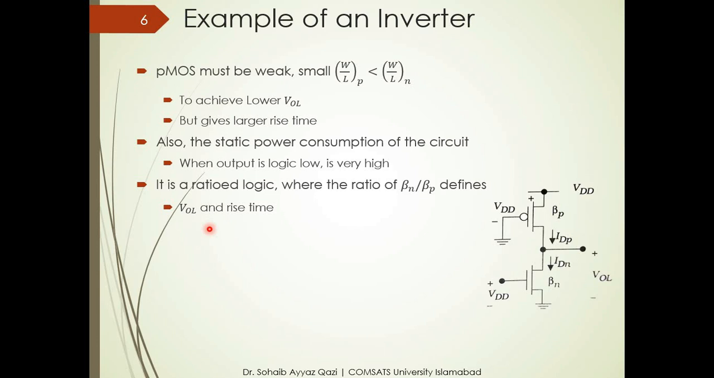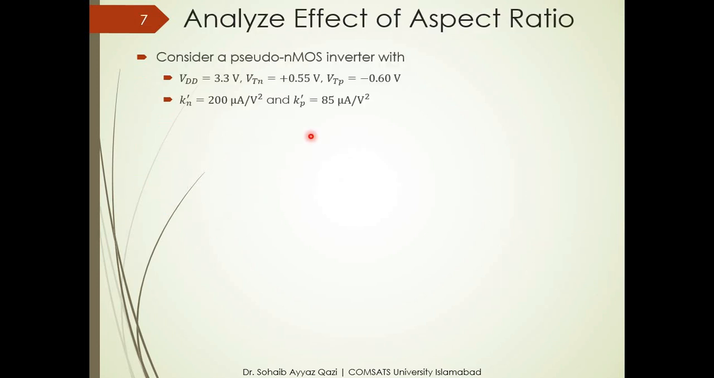And similarly, the rise time will also be changed. Either it will be higher or lower. So to understand the dependence of VOL on the ratios, we have to solve an example. In this example, consider we have a pseudo nMOS inverter where VDD is equal to 3.3 volts.